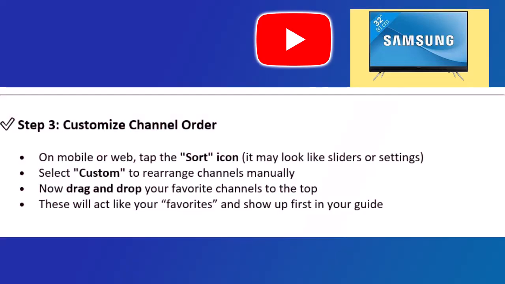Step 3. Customize channel order. On mobile or web, tap the sort icon. It may look like sliders or settings. Select Custom to rearrange channels manually. Now drag and drop your favorite channels to the top. These will act like your favorites and show up first in your guide.